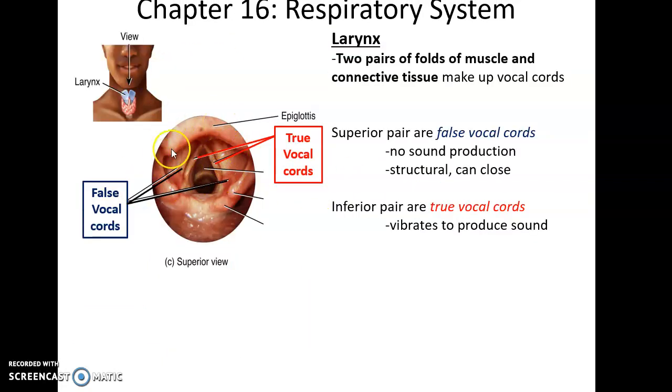Here is a camera view down into the larynx. So here's the epiglottis, and we can see way down there's the trachea, and there are two folds of muscular and connective tissue, the false vocal cords and the inferior true vocal cords. The false vocal cords are able to close or open the space of the larynx, so they can prevent air from passing through the larynx. The inferior true vocal cords are able to vibrate as air passes them, and those vibrations are what produces sound.